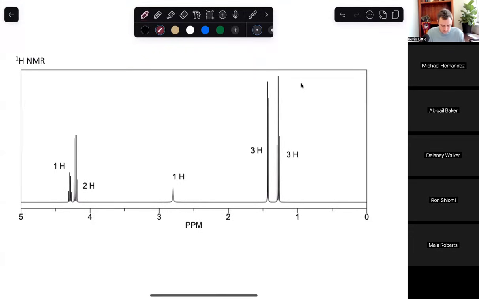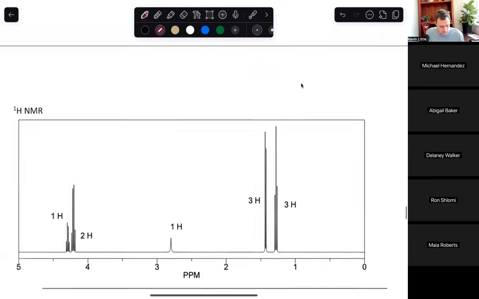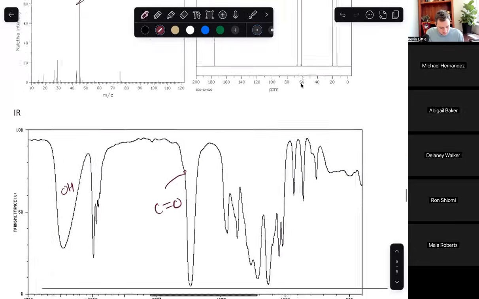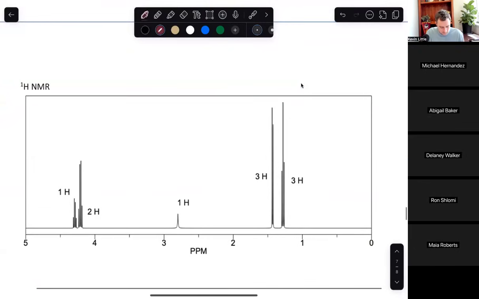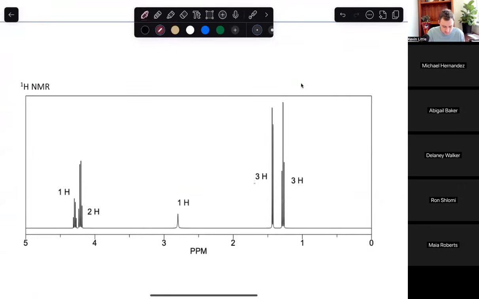All right, so now we move on to NMR. I'm going to start with multiples of three, so I have a three hydrogen doublet. All right, I guess I'll start with this one.